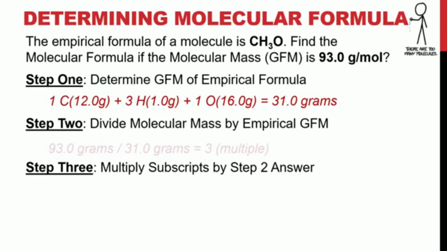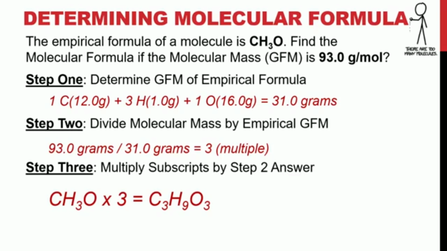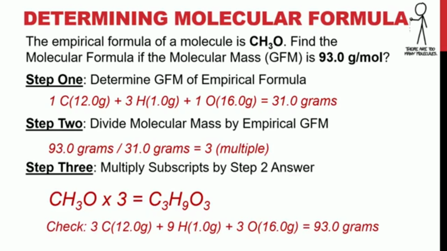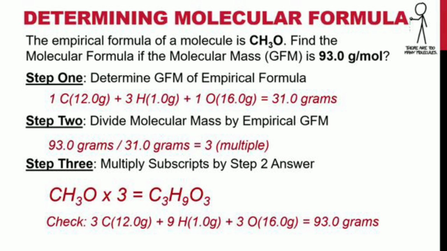So you can see our empirical formula mass is 31, which gives us a multiple of 3. Our final formula becomes C3H9O3. When we check to make sure that the mass of our molecular formula equals that of the given molecular mass, we can see that we were correct.